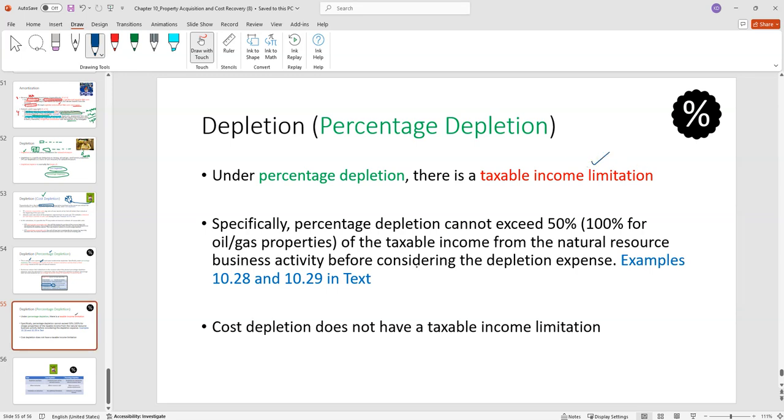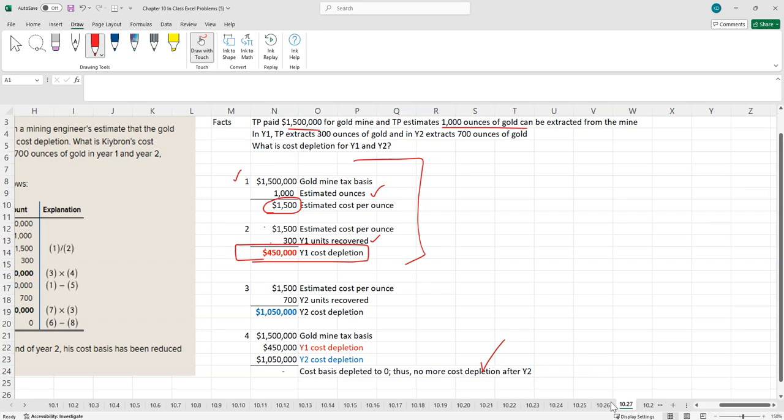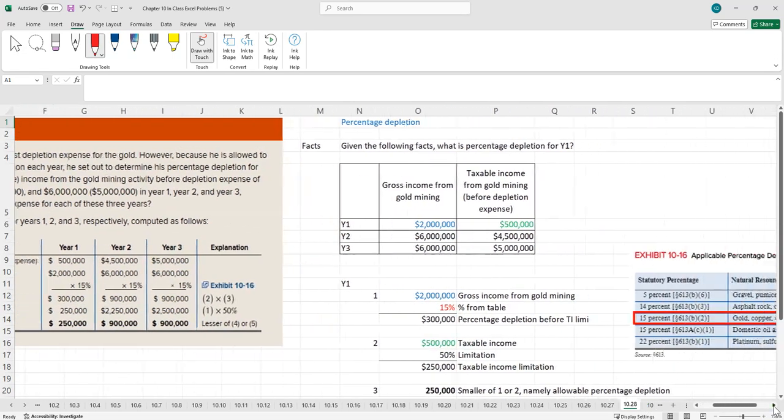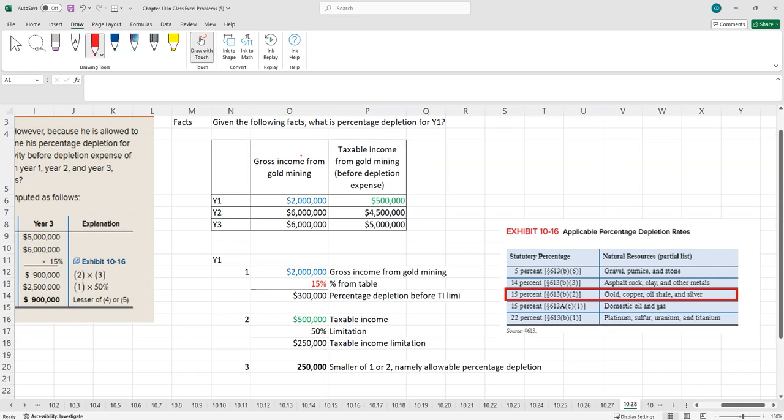In other words, it caps at your taxable income. There's a specific rule there that you can look at. But let's look at a simple example here. We have the following facts. We have Goldmember. There's the income from the gold mine, and there's their taxable income before depletion. They're using percentage depletion. We know we have $2 million from there.